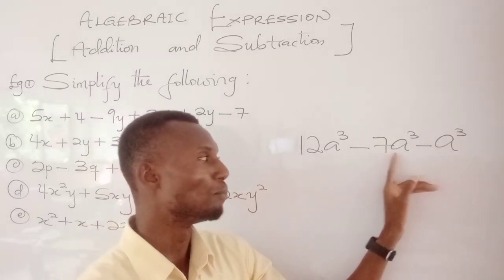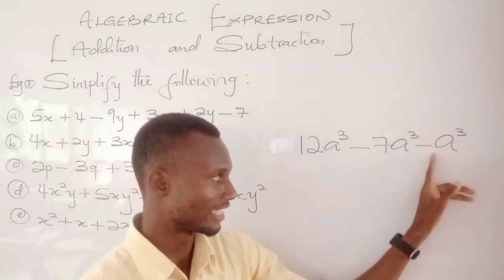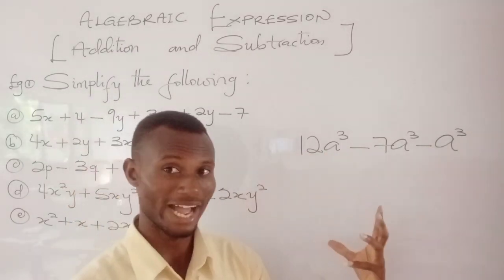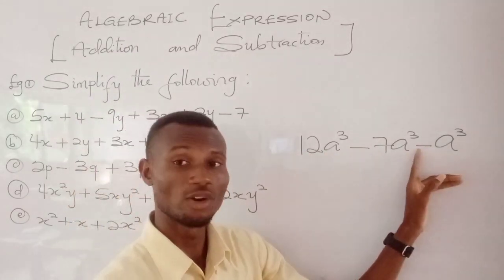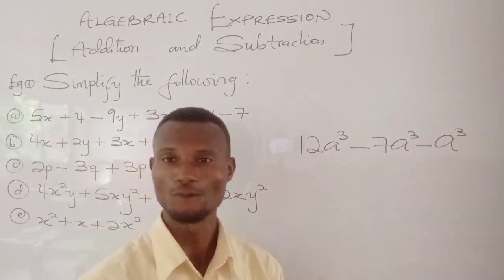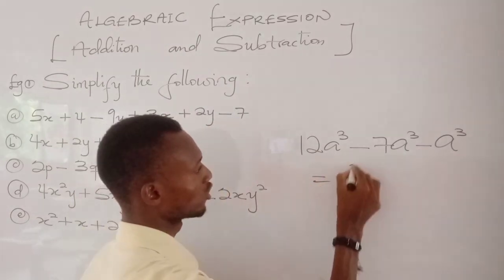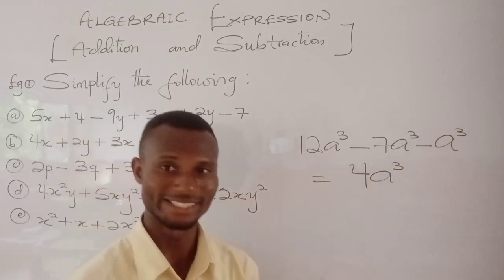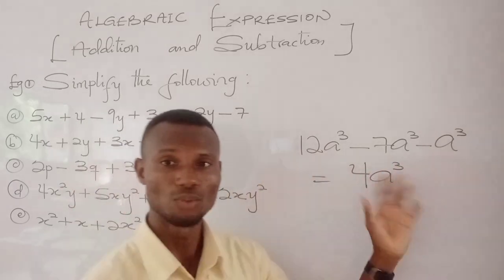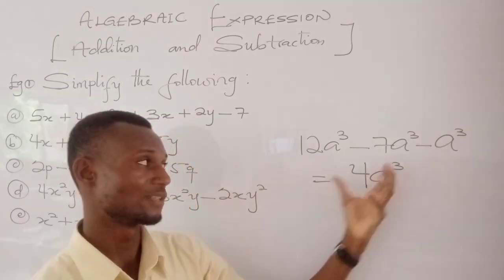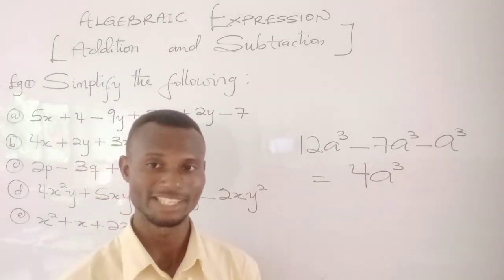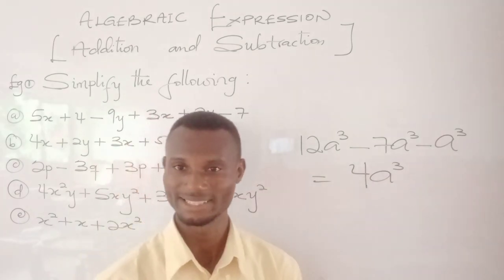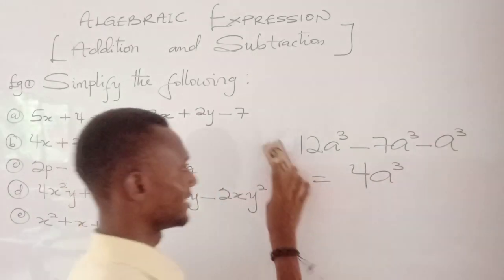And that 5 minus 1, because the coefficient here is minus 1. Again, 12 minus 7 gives 5, and that 5 minus 1 gives 4. So our answer is going to be 4a to the power 3. As I said, you just deal with the coefficients, then you just pick one of the variables and attach to it. Okay, so that's how you go about it. Let me clean it and let's take another example.